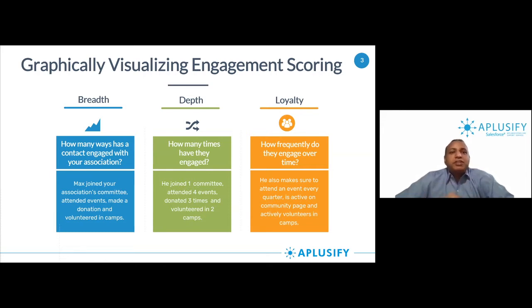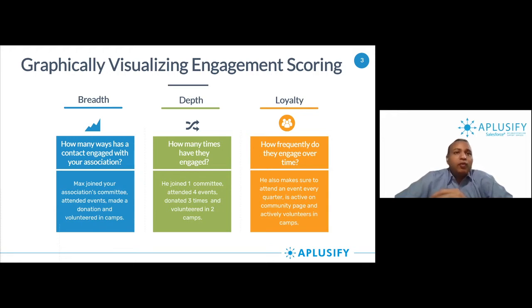Max joins your association's committee. He's attending events. So joining your association committee is one activity that he has done. If he is attending events, that is another activity towards member engagement. The third activity he does is he makes a donation to your association. Fourth, he's actually volunteering for different camps that you organize. So if you see Max's involvement, you can determine the breadth of his engagement because he is engaged in more than one way, right? So breadth is about how many ways your members are engaged with your association.